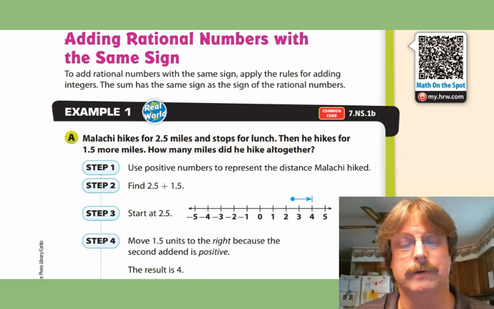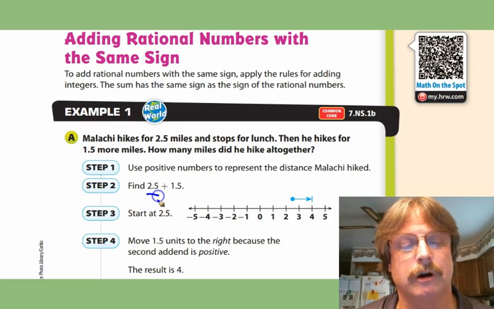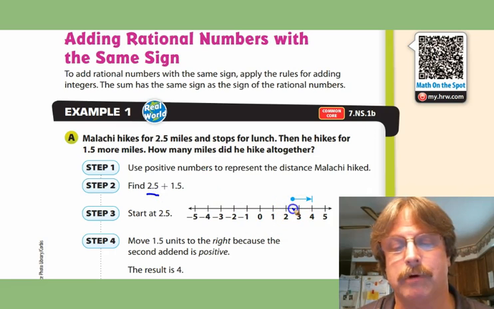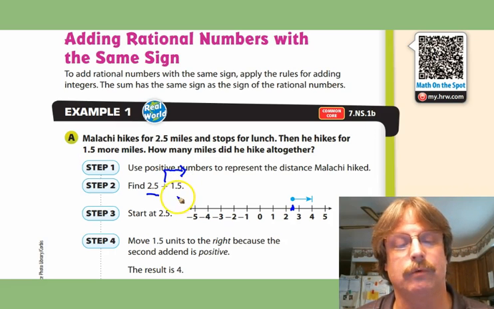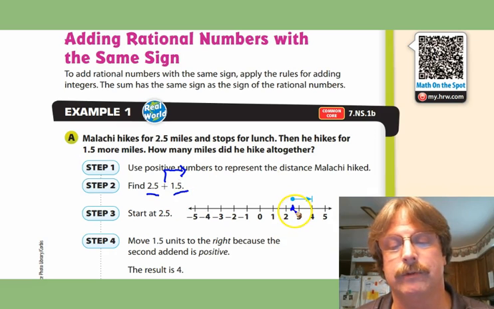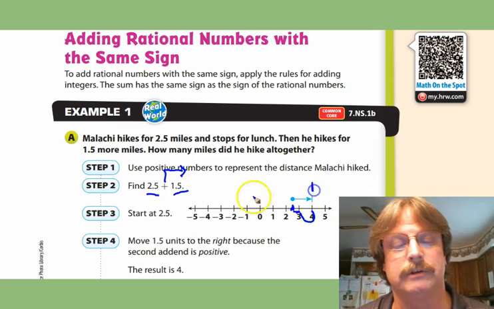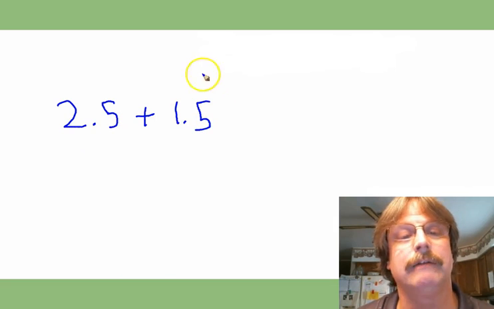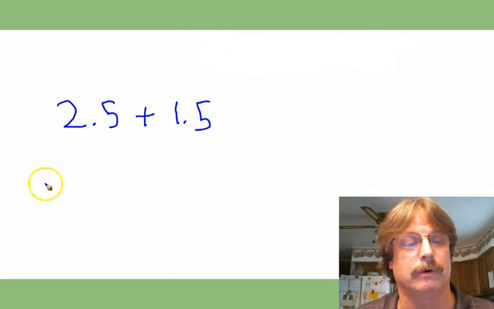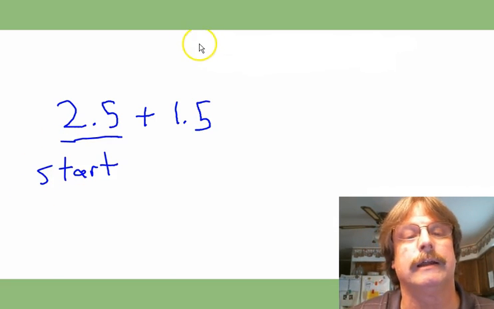Okay, so we have a number line here, and it shows us we're going to start at the 2.5, so that's approximately right there. And then we're going to go right, because addition means to go right, and we're going to go 1.5 units. Okay, so then here's a half a unit, and then we go one more unit, and that's going to put us at 4. So I have 2.5 here plus 1.5. 2.5 is where we start. We look at our next sign.